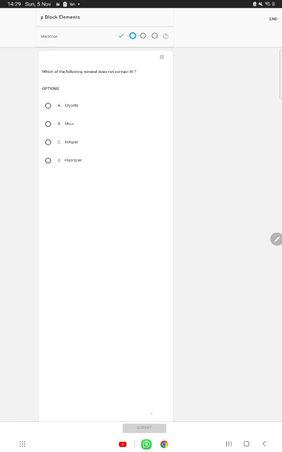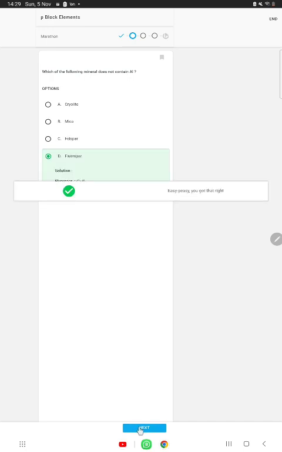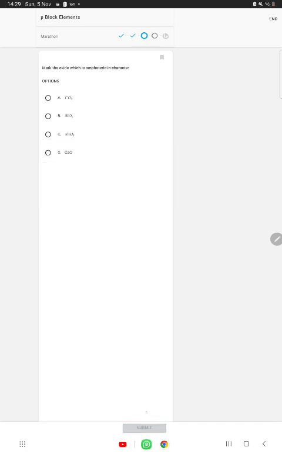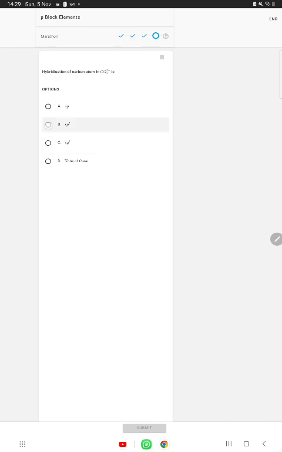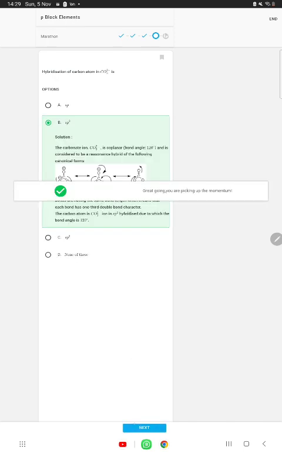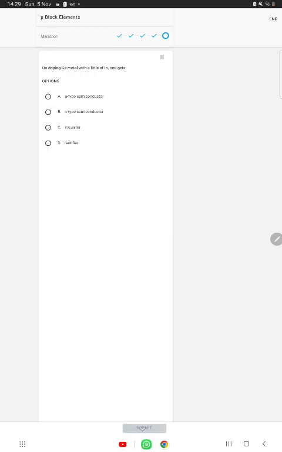Which of the following minerals does not contain Fe+4 CaF2? Mark the oxide which is amphoteric in character SnO2. Hybridization of sp2. On doping germanium, a little of indium, then P type.